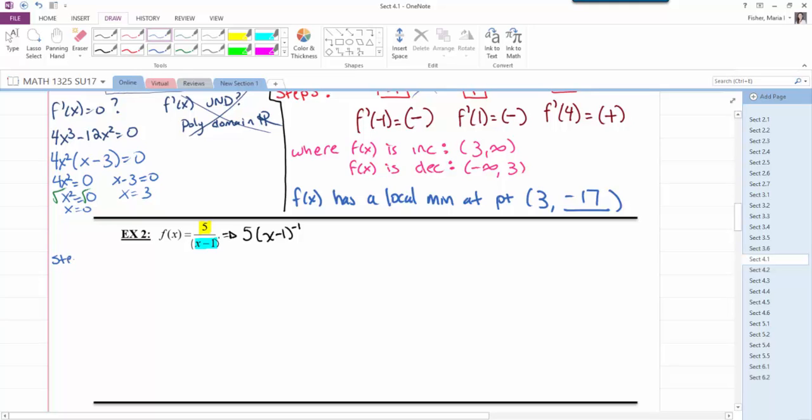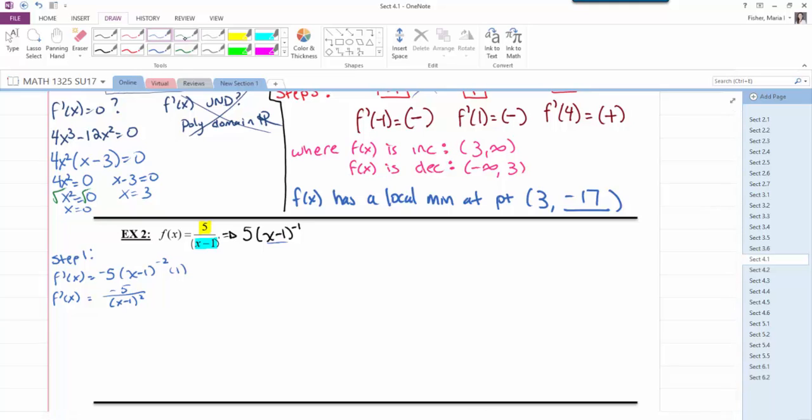So again, this is all part of step 1. First, we find f prime of x. So negative 1 times 5 is negative 5. x minus 1 raised to 1 less, negative 1 minus 1 is negative 2, times the derivative of the inside. Well, the derivative of x minus 1 is just equal to 1. So if I rewrite this, f prime of x is equal to negative 5 over x minus 1 quantity squared.